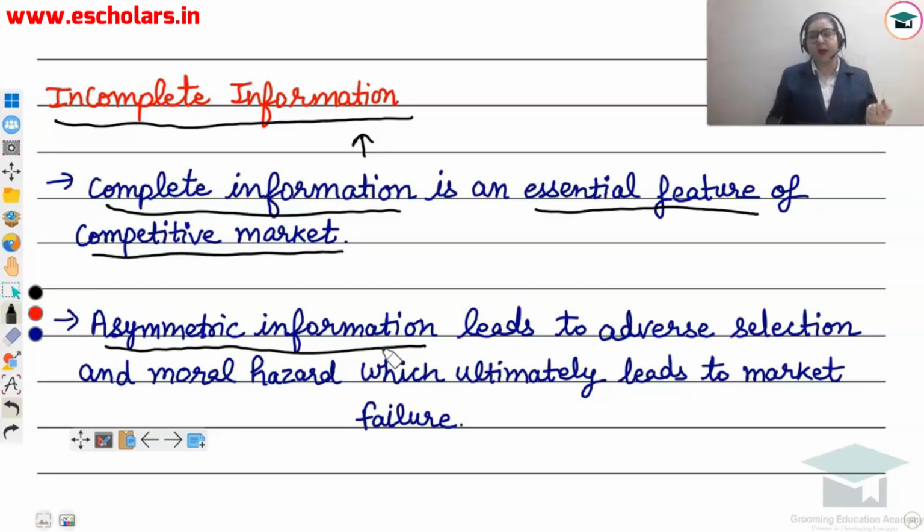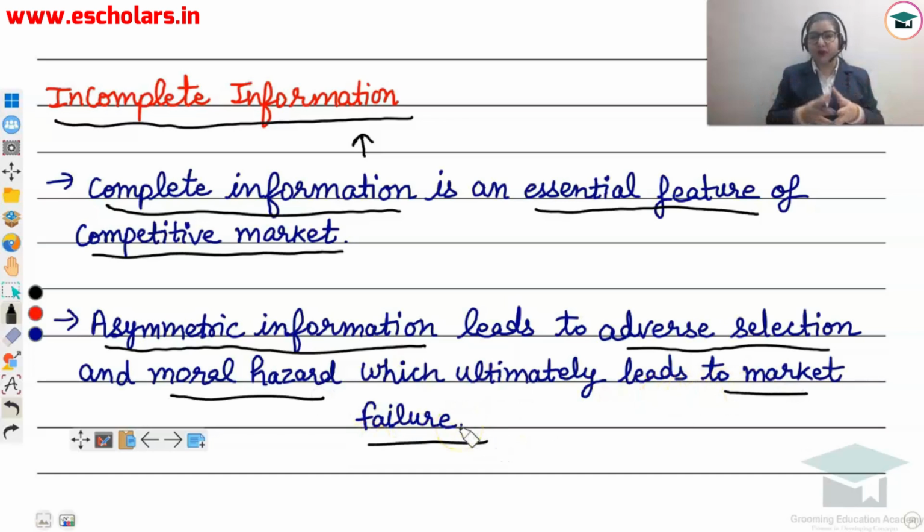Either the buyer has more knowledge about the product than the seller, or the seller has more knowledge of the product than the buyer. So asymmetric information is when the buyers and the sellers do not have the same knowledge about the product. Asymmetric information leads to adverse selection and moral hazard, which ultimately leads to market failure.